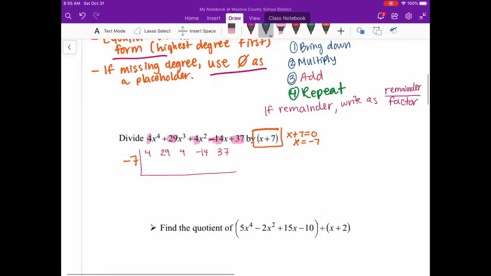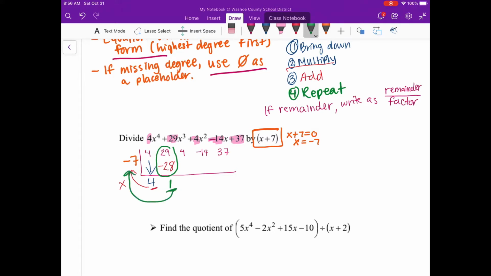Okay, and then I'm going to start the process. When I look at my steps, first it says to bring down. So step 1 is bring down. I'm going to bring down the first term, 4. Second step is to multiply. So I'm going to multiply 4 times negative 7, which is negative 28. And I'm going to write down the number right there. Then I'm going to add straight down. So 29 plus negative 28 gives me a positive 1.